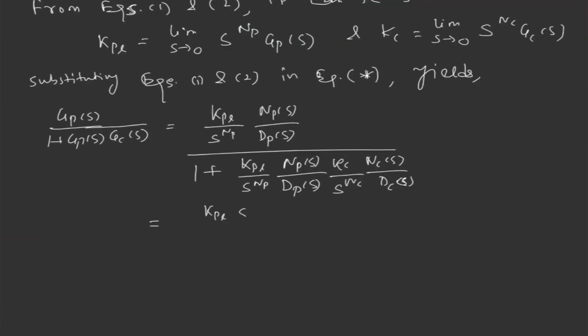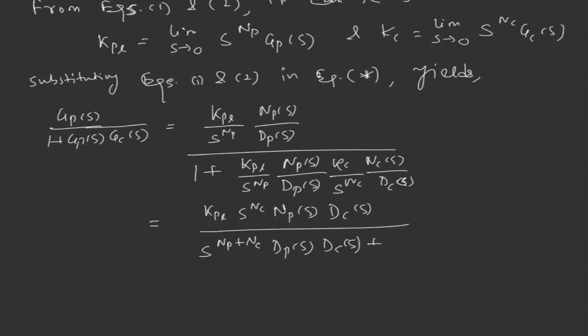K_PL s^N_C N_P(s) D_C(s) divided by s^N_P s^N_C D_P(s) D_C(s) plus K_PL K_C N_P(s) N_C(s). Why are we writing this s to the N_P, N_C structure?